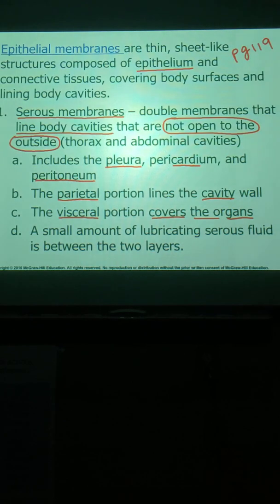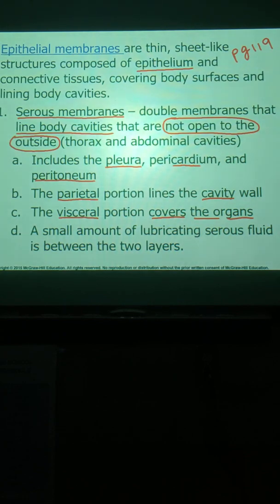And then types of membranes. I'm going to do this one really quick so you can do this and we can add it because it is part of connective tissue. Epithelial membranes, we've talked about those before. Those are thin, sheet-like structures composed of epithelium and connective tissues covering body surfaces and lining the body cavities.